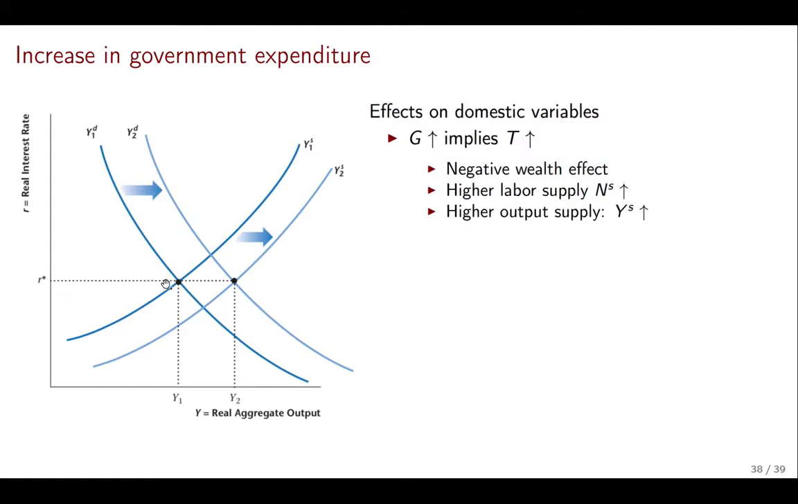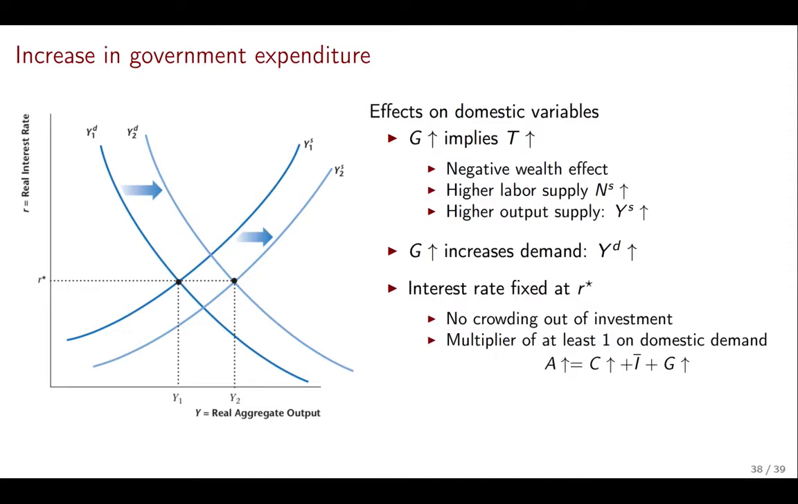So at this same interest rate, you are increasing how much output there is because of the additional labor supply. Now, what's happening with demand? Well, we know that demand has to go up. This is the typical mechanism by which output goes up or demand for output goes up because there is more demand for goods and services by the government.